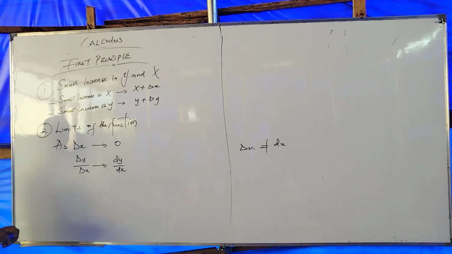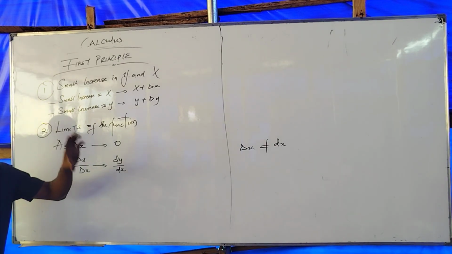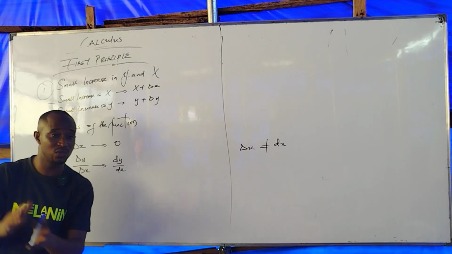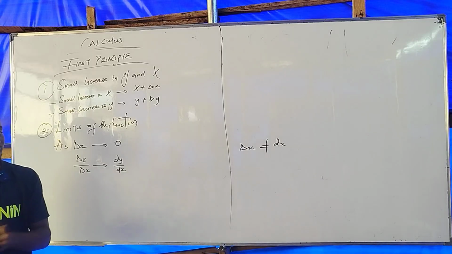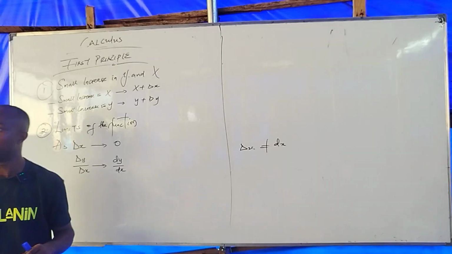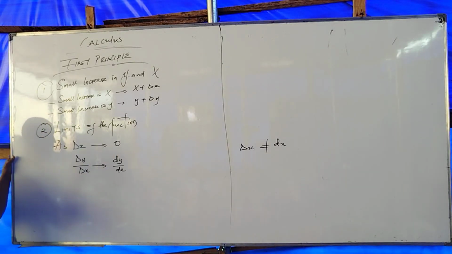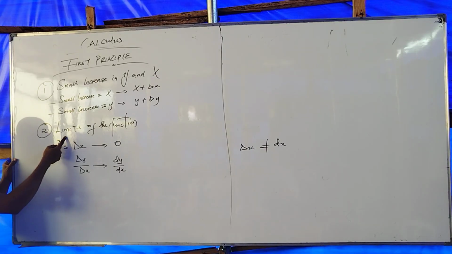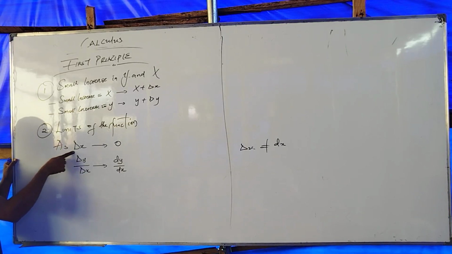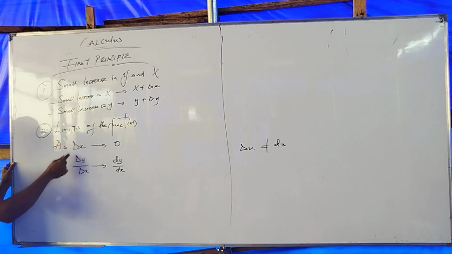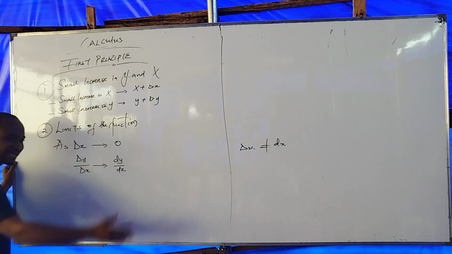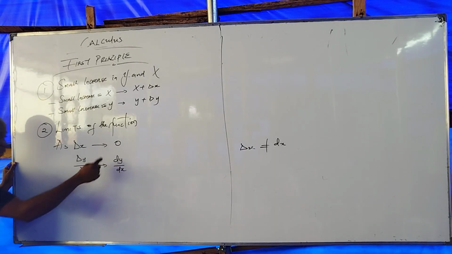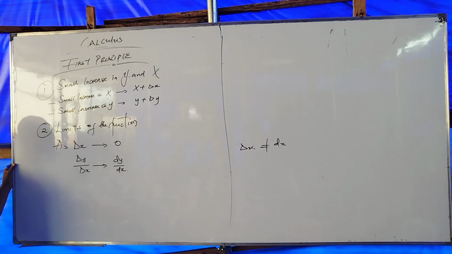We have to take note of this. The first is increase in y and x. Increment in y means we are adding delta y to y. Increment in x means we're adding delta x to x. That's the first condition. Number two is to take the limit of that given function. After you must have increased your x and y, you now take your limits. And what your limit states is, as delta x is approaching 0, on the right hand side of the equation, delta y over delta x must become dy dx. It also approaches dy dx.